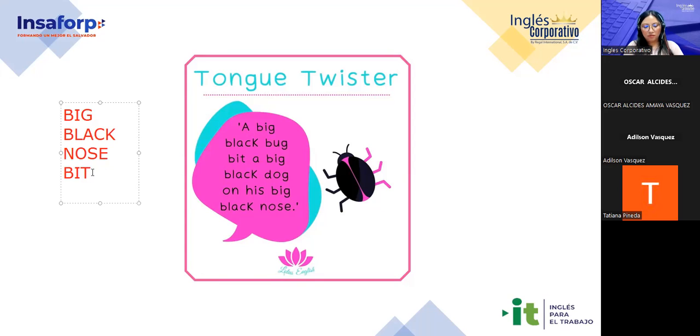Aquí está el otro sonido final. Miren. Dog. Dog. Big, black, nose, beat, dog. Big. Yes, que se escuche esa pronunciación. Vamos una vez más. A big, black bug, beat a big, black dog on his beak, black, his nose.